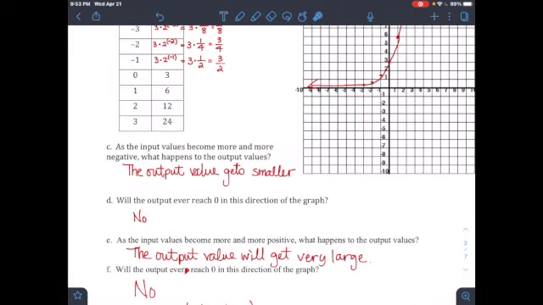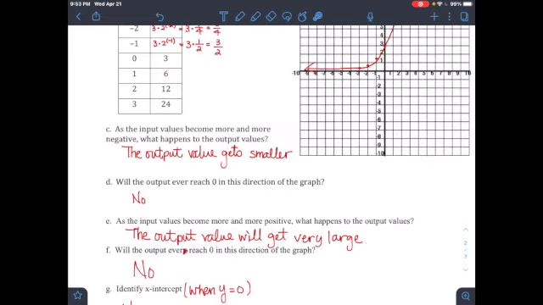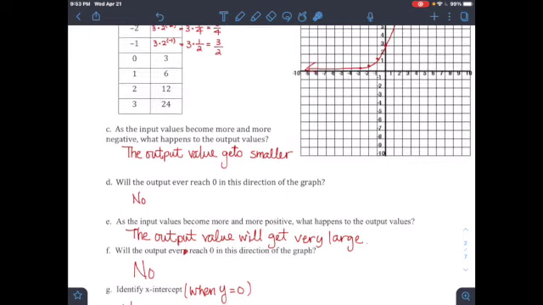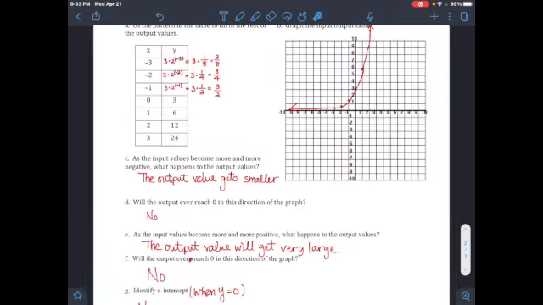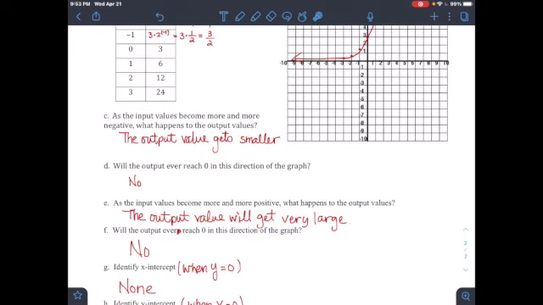Then the next question is asking, can you identify the x-intercept? You find the x-intercept when y equals 0. Well, y will never equal 0 because you will never touch the x-axis. You are looking for x when y equals 0, so there will be none. It will never touch the line. It will get very close to it, but it will never touch it, because we talked about how we will never get to 0. It will never be y equals 0 anywhere.